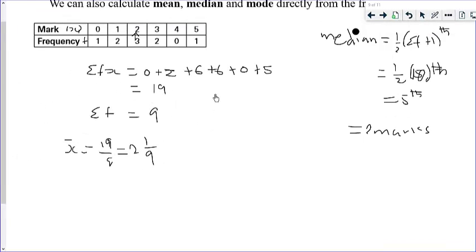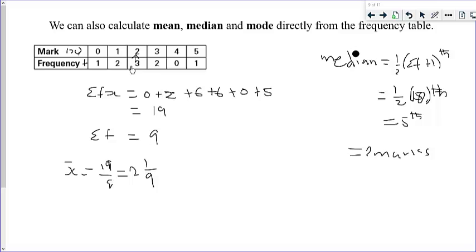Now we can also find the mode. So you locate the highest frequency and the corresponding mark. So the mode is also 2.